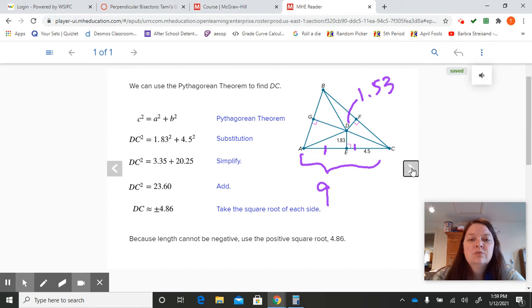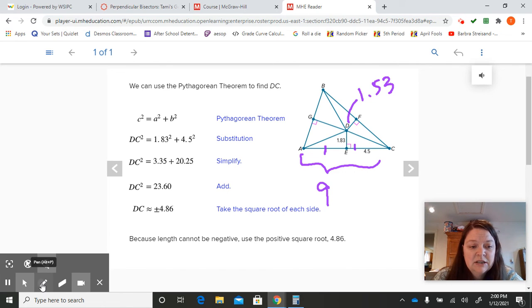Okay. Next, we're going to use the Pythagorean theorem to find DC, the long side right here. So C squared, being DC, is equal to A squared plus B squared, so DE to EC. When we put in our numbers that we know, 1.83 and 4.5, square them, add them together, we get 23.60, and the square root of that is plus or minus 4.86. We do not need the negative 4.86 because distance is never negative. The length cannot be negative, so we're going to use 4.86 for the length from D to C.